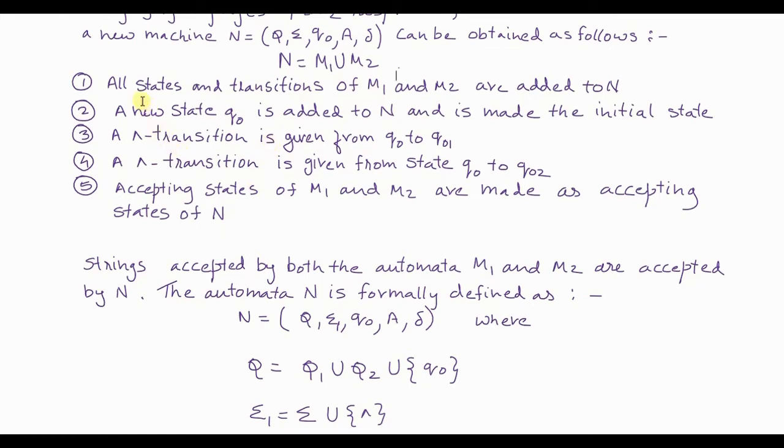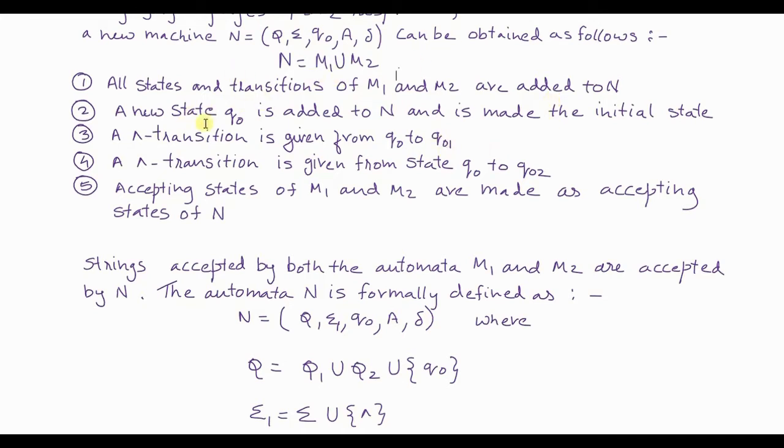Now first, all the states and transitions of the first machine M1 and the second machine M2 are added to N. So the first thing we need to do is add all the states and transitions of both the machines to N. That means the states and transitions of N are all the transitions and states of capital M1 and all the transitions and states of capital M2.